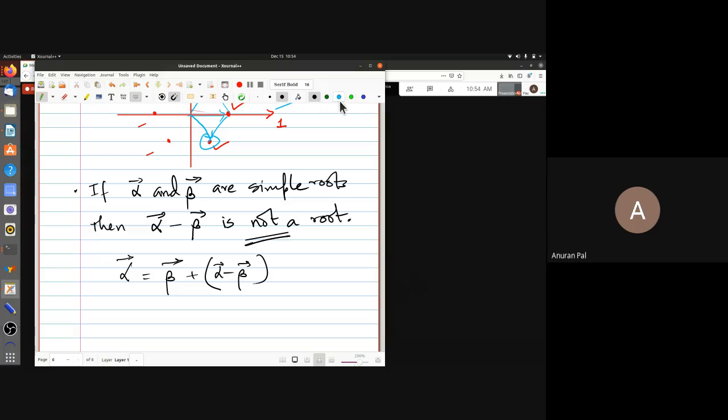If alpha minus beta is a root, then alpha is expressed as a summation of a simple root and a root. Beta is a simple root, is a positive root. So alpha is what? Is that a problem? Because it's always possible to write a root as a sum of other roots. If it's a simple root, you cannot write it as a sum of two positive roots.